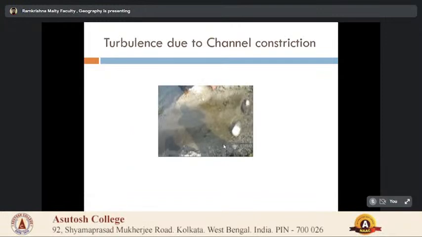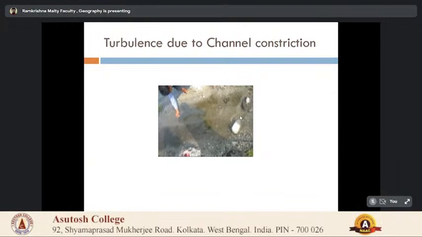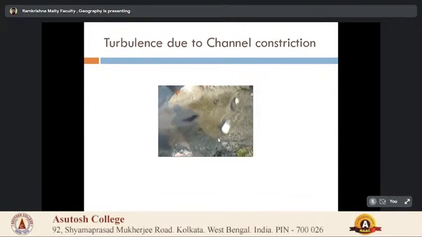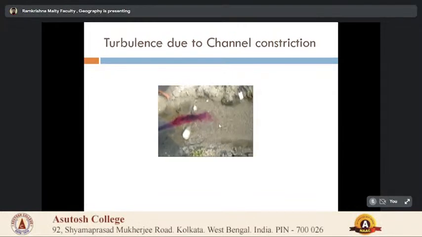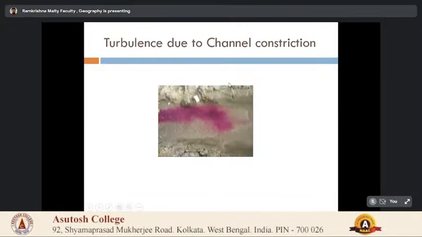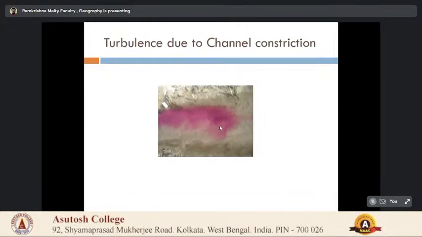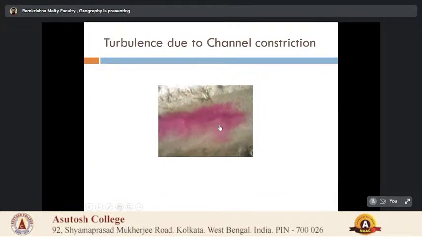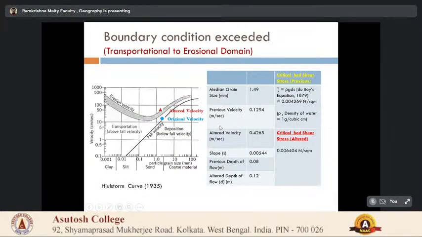Okay. Now you see, after the constriction of the channel by putting the boulders, this laminar flow is transferred into the turbulent flow. Yes, this turbulent surface. Okay, and as the hydraulic character or hydraulic geometry has been changed, the entire property of the operations of the channel or river has been changed.